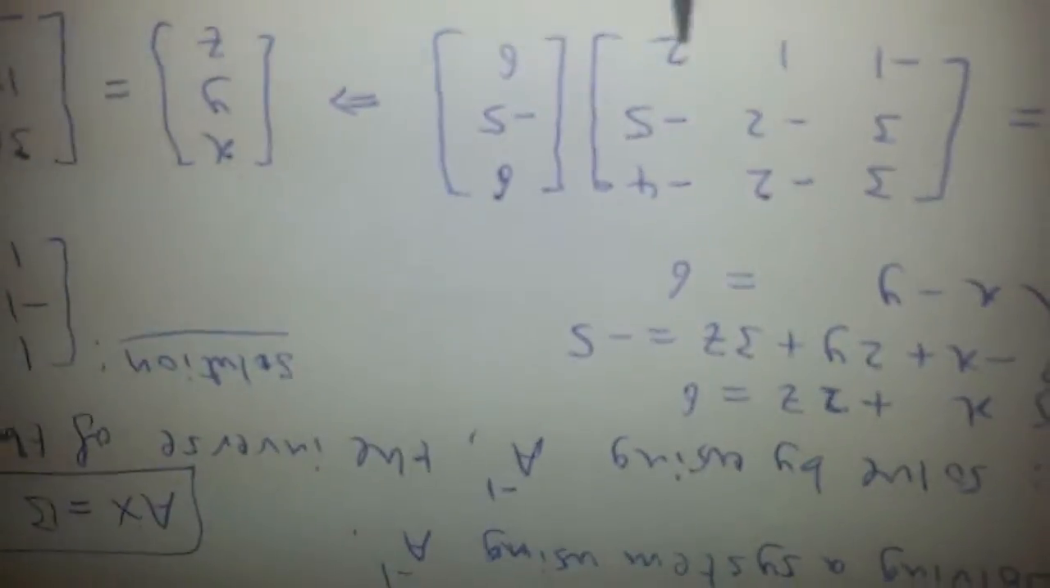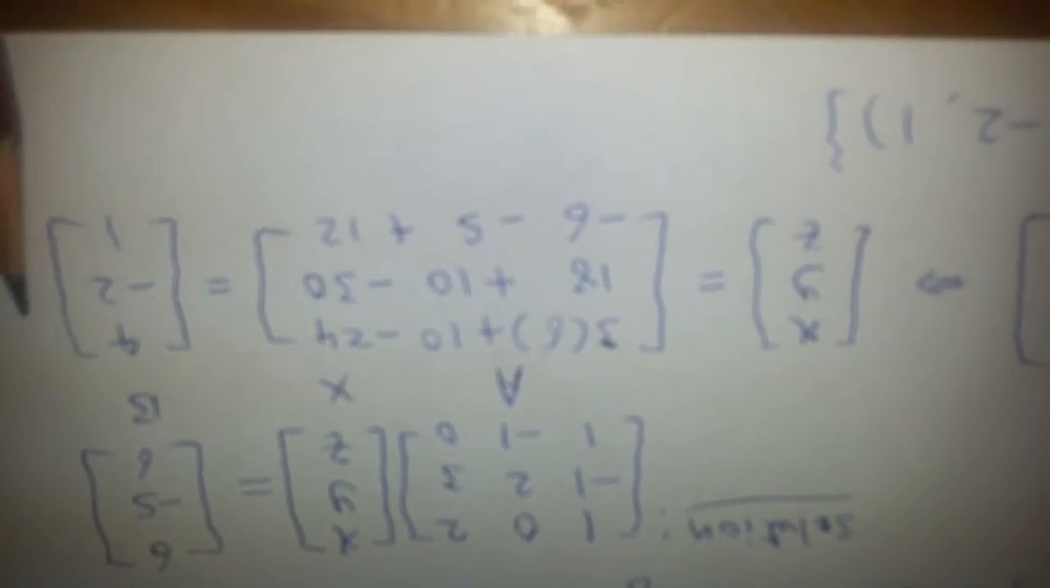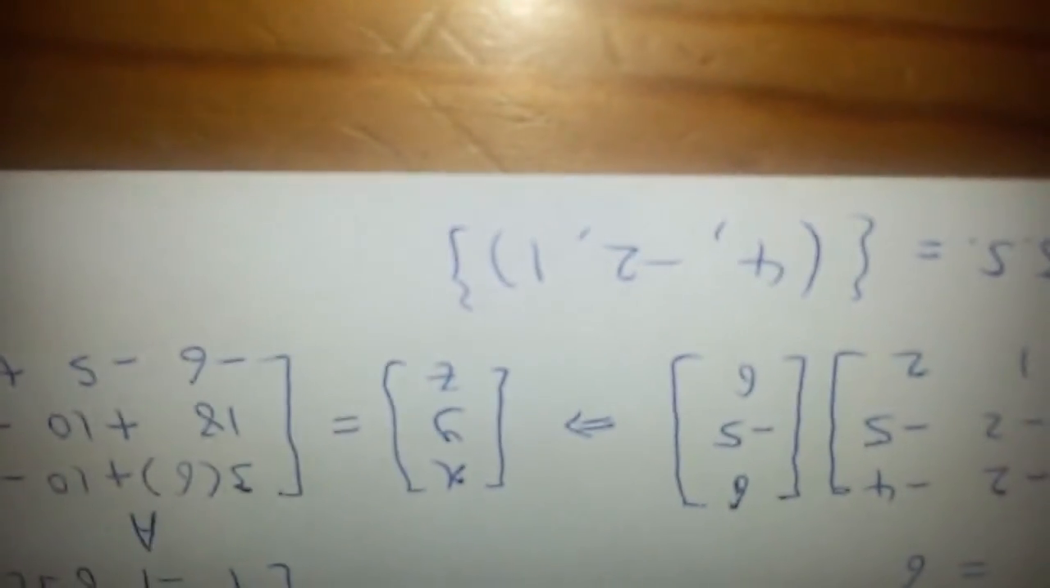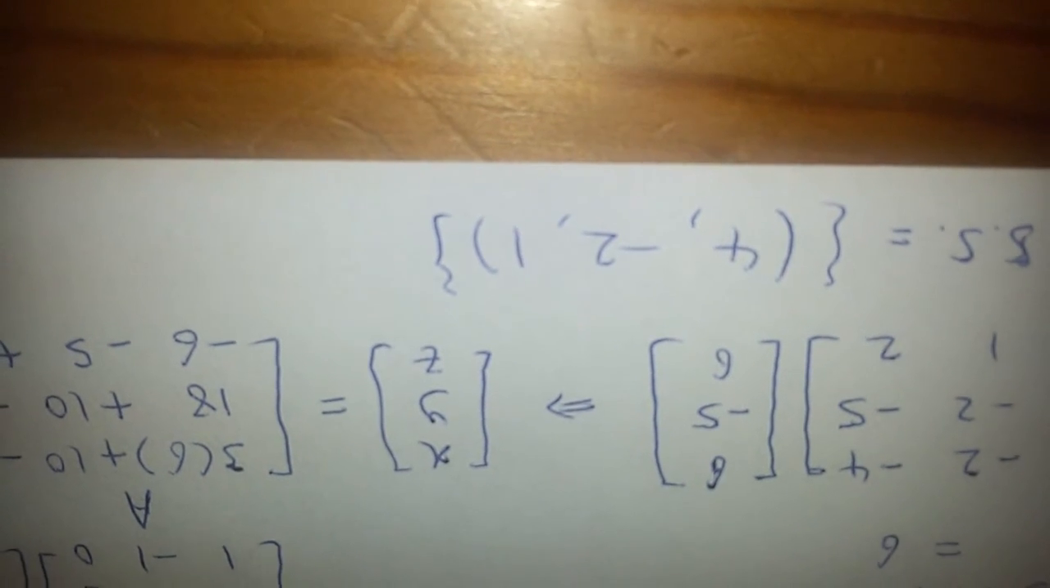This is 3 by 3 and this is 3 by 1, so the result would be 3 by 1. So X is 4, Y is negative 2, and Z is 1. And that's the solution of this system using A inverse.